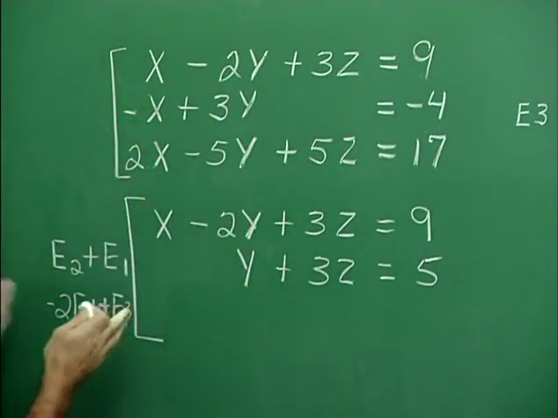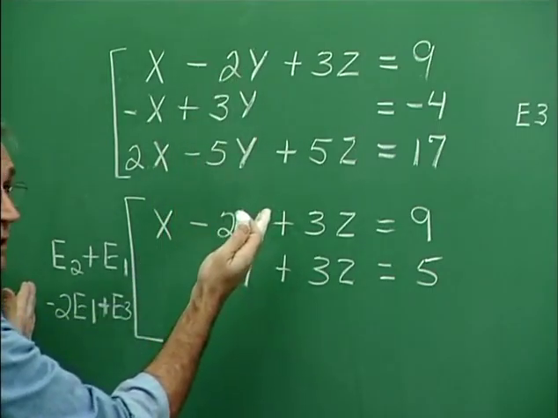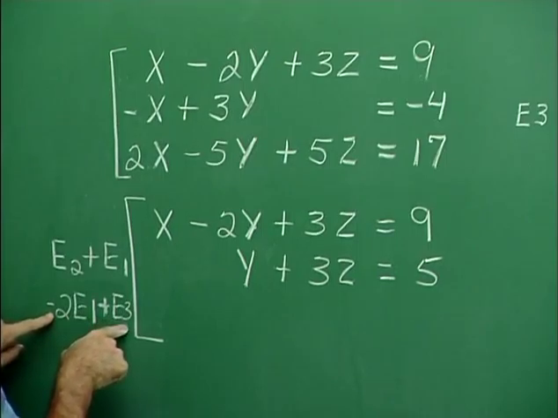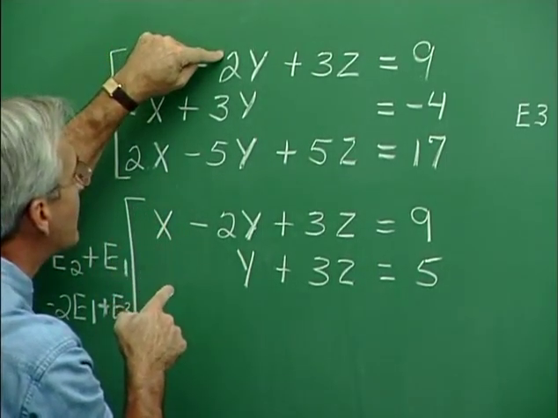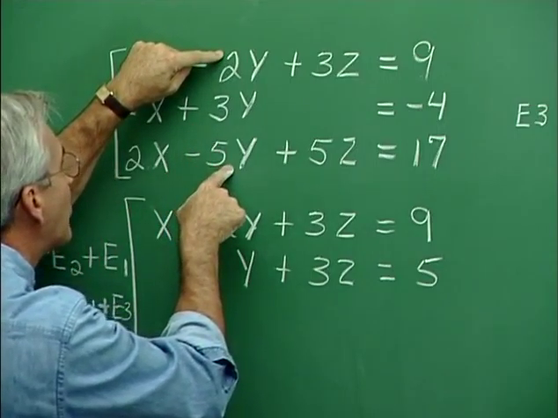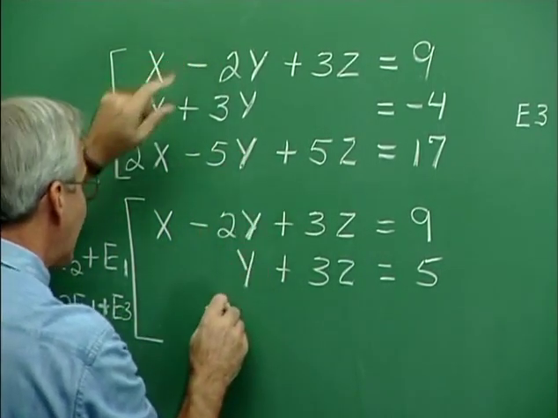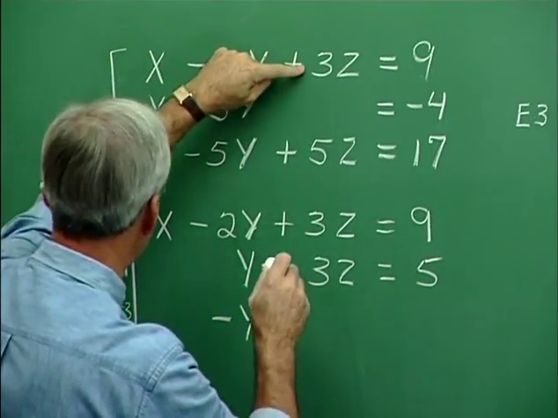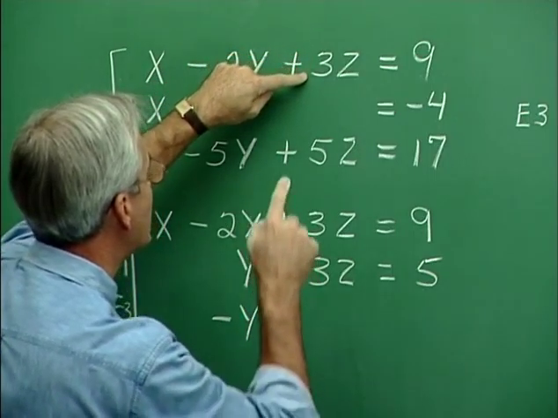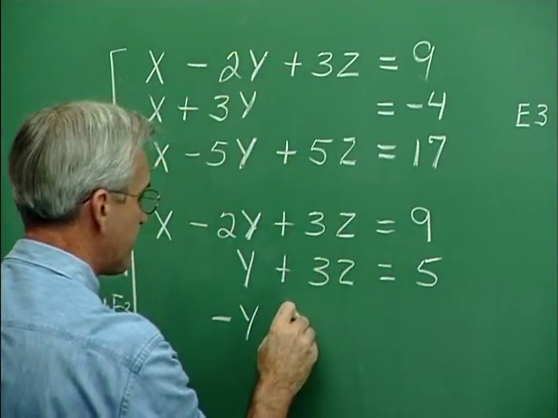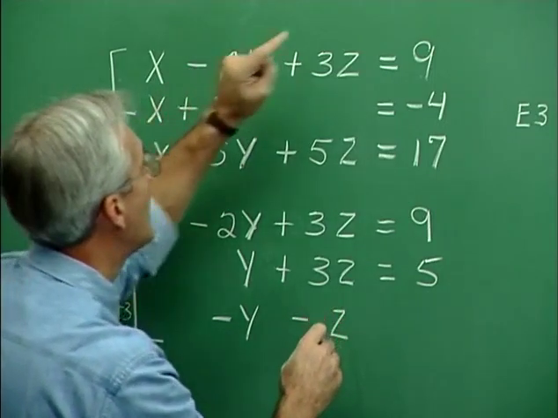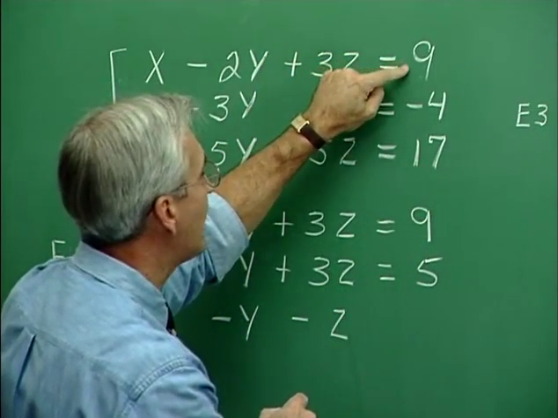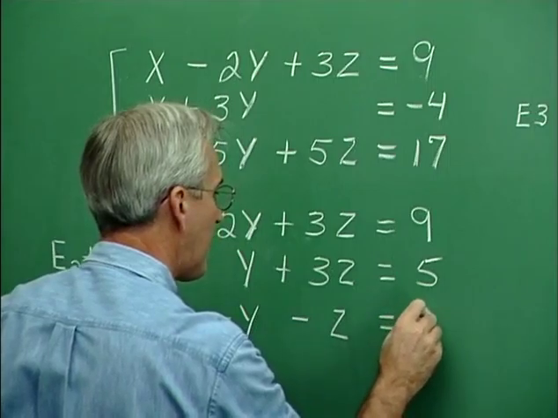All right, I can read back from my note here what I have to do for the other parts of this calculation. Negative 2 times equation 1 and add equation 3. All right, let's do that. Negative 2 times negative 2y, that's 4y, minus 5y. Let's see, 4y minus 5y. Oh, that's negative y. And then negative 2 times 3z is negative 6z, plus 5z is negative z. Negative 2 times 9 is negative 18, plus 17 is negative 1.